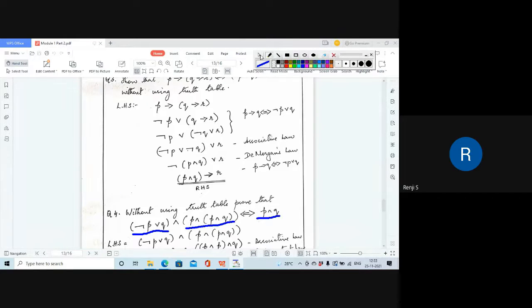So, how do you do this? This part is the LHS, and this is the right-hand side. Starting from the LHS, you have to prove that it is equal to the RHS. So write down the left-hand side first, because we are starting from the left-hand side, and then we are going to prove that it is equal to the RHS, that is P and Q.